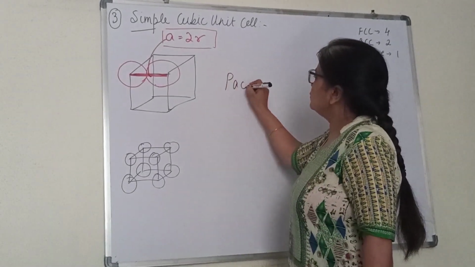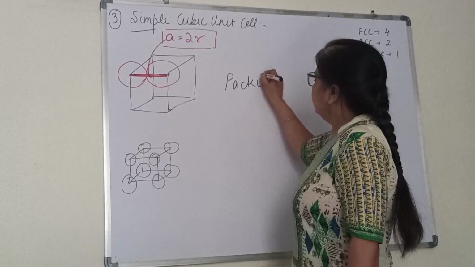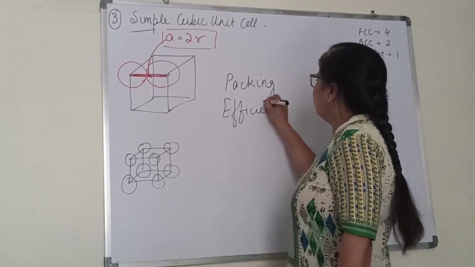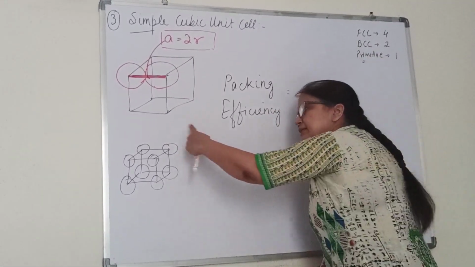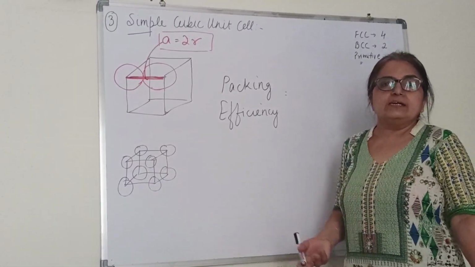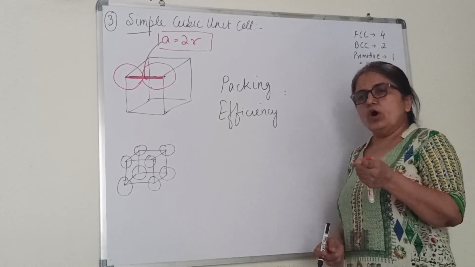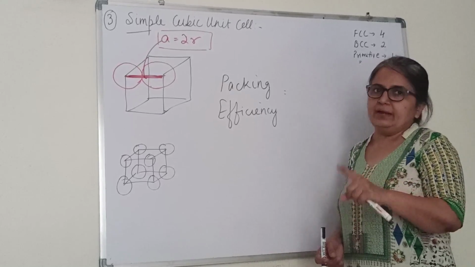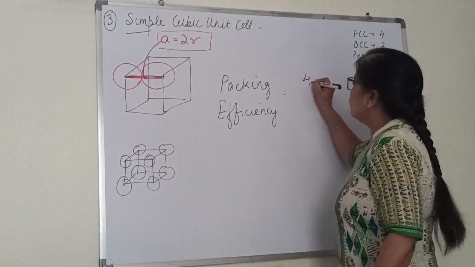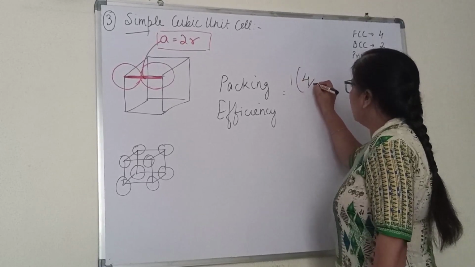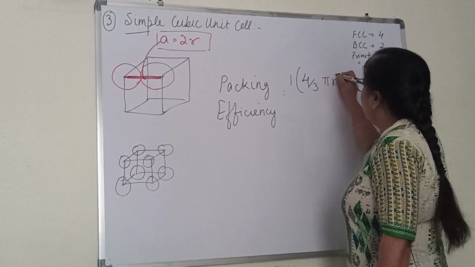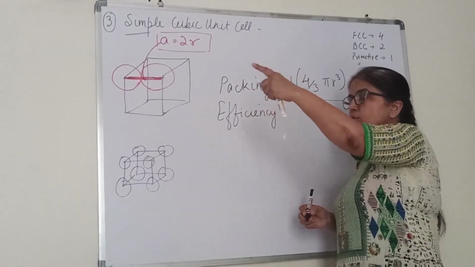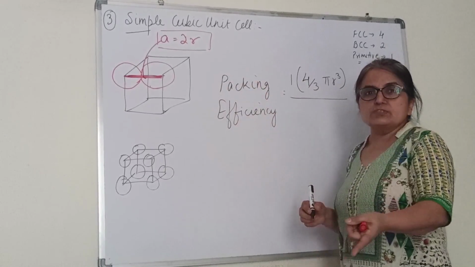What is the packing efficiency for the simple? Now first let us see how many effective number of particles are there. All corners, 8 into each one contributing 1 by 8. 8 into 1 by 8, 1. So volume of only 1 particle: 1 into 4 by 3 pi r cube divided by the volume of this whole unit cell.